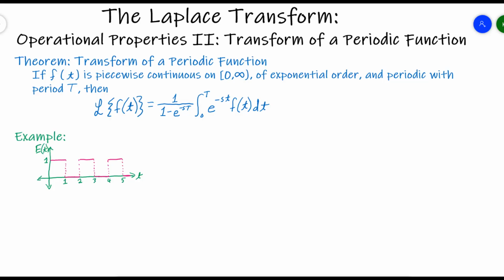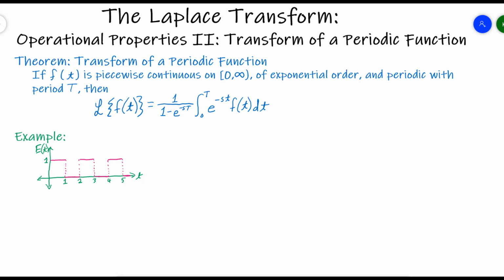So we have a theorem to work with when we're taking the transform of a periodic function. If f of t is piecewise continuous on 0 to infinity, of exponential order, and periodic with period capital T, then the Laplace transform of f of t is going to equal 1 over 1 minus e to the negative s times T, the capital T, that's the length of the period, times the integral from 0 to capital T, so the length of the period again, of e to the negative st f of t dt.